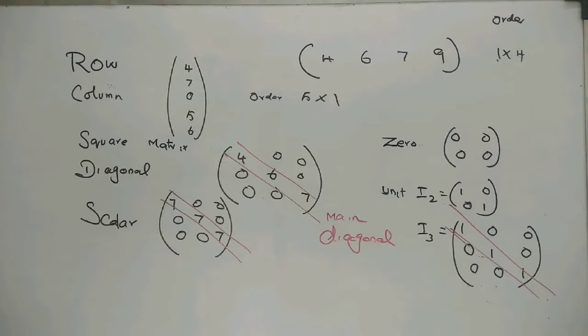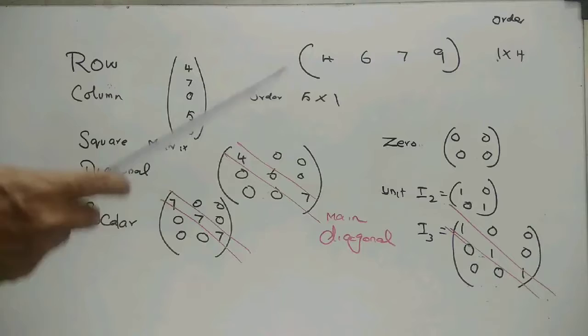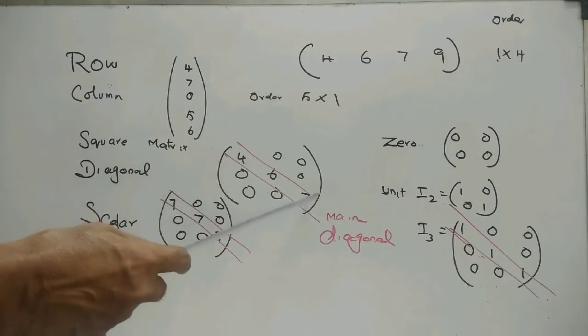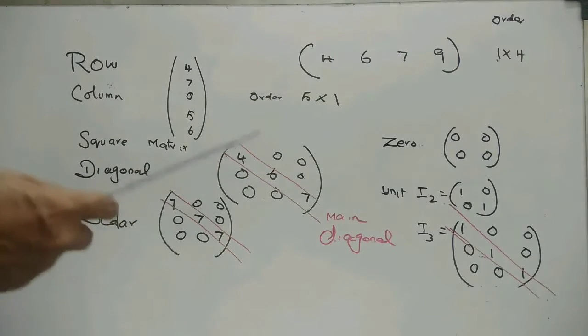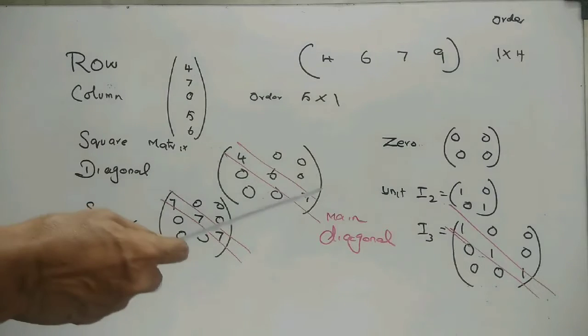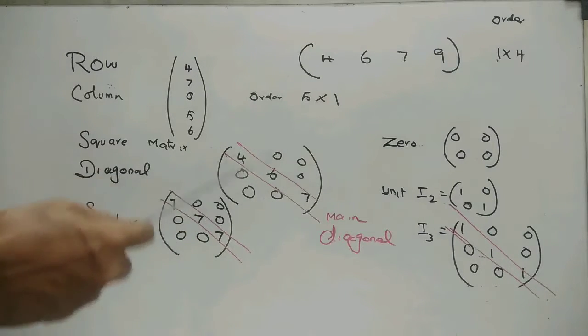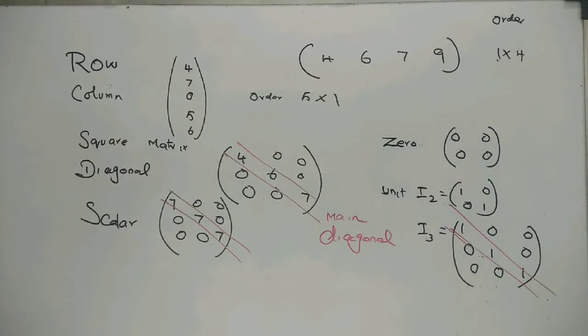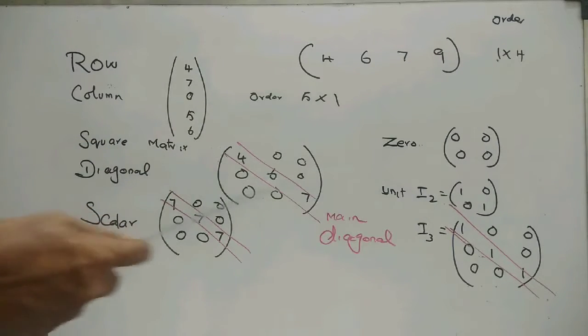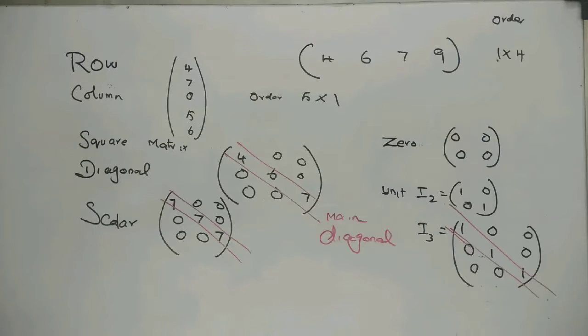So what do you mean by diagonal matrix? This one we call diagonal. So it is a square matrix and these elements we call diagonal elements. So in the diagonal matrix you will have elements only here. At all other places you will have only zeros. All other places zeros except the main diagonal. The main diagonal will have some elements.